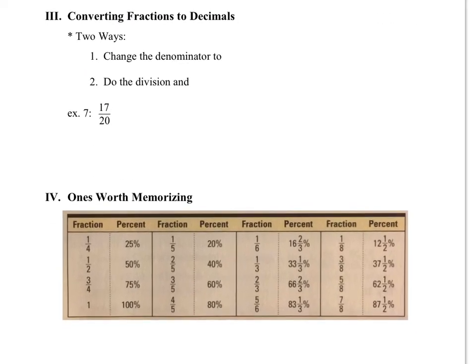Converting fractions to decimals. And I'm going to just do this both ways. So this first one here, change the denominator to 100. And then once you have that done, period, your fraction is a percent. So in other words, if we have this 17 over 20, if you want to change this to a percentage, this is probably the easiest way to do it. Number one's easier if you have no calculator handy.